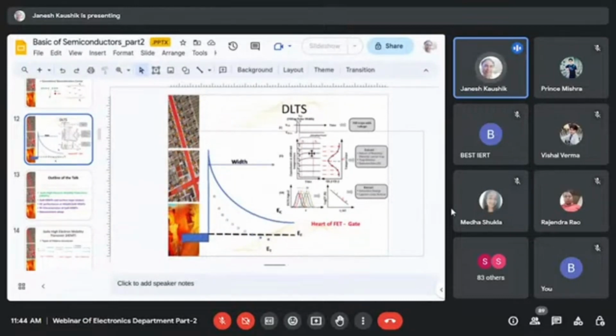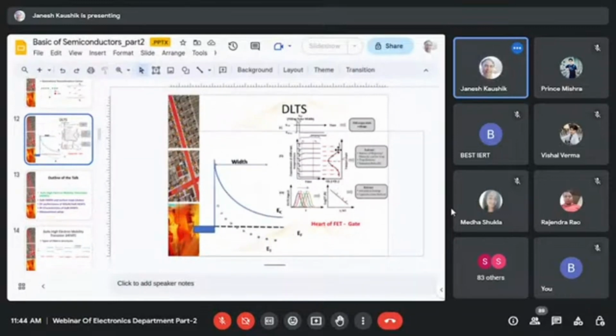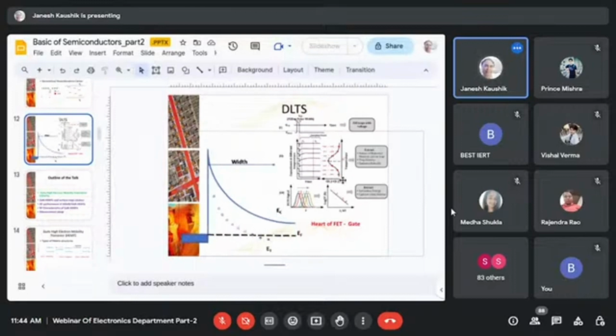So we always measure the difference of capacitance between T2 and T1: capacitance at time T2 minus capacitance at time T1, and we plot the difference between the two capacitances with respect to temperature. Here, with this capacitance transient diagram, we get a peak in the difference, and that gives us a characteristic temperature for that particular trap.